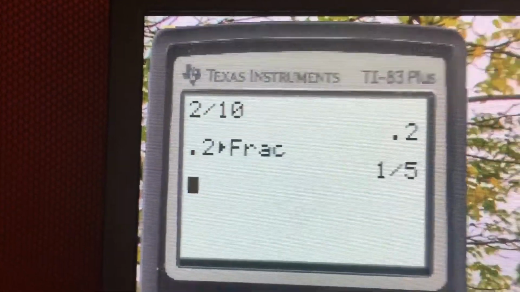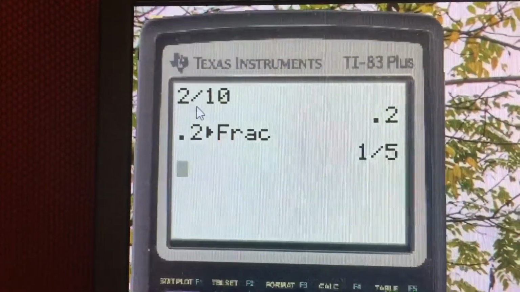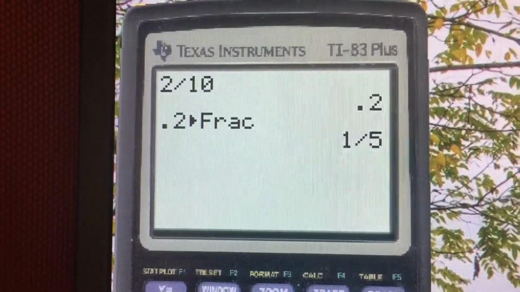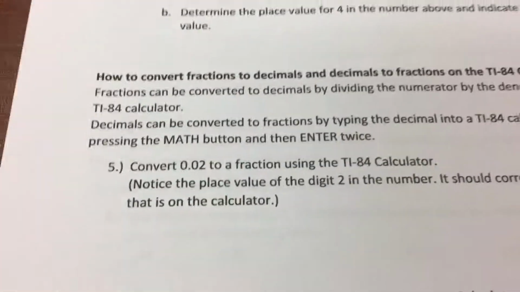Hit enter again. Notice it actually gives you a reduced fraction. So notice 2 would have gone into both of these evenly, and it'll give you the simplified version. So it's math, enter, enter. That will be used as you convert some of these numbers, decimals to fractions, okay? So you can do that.